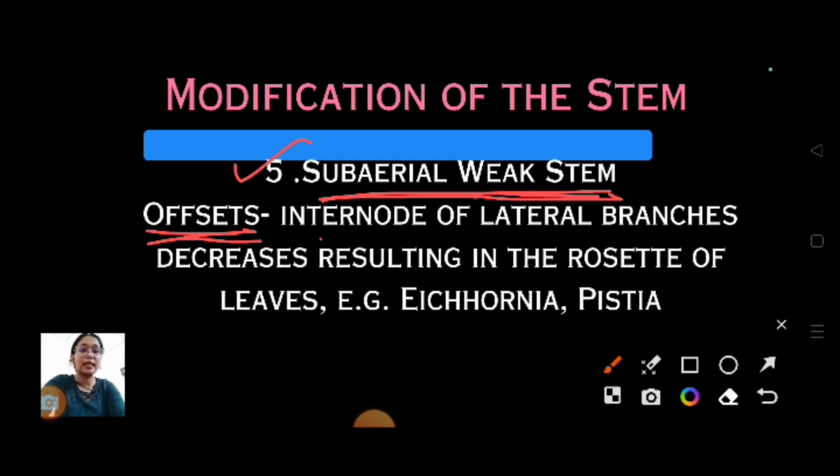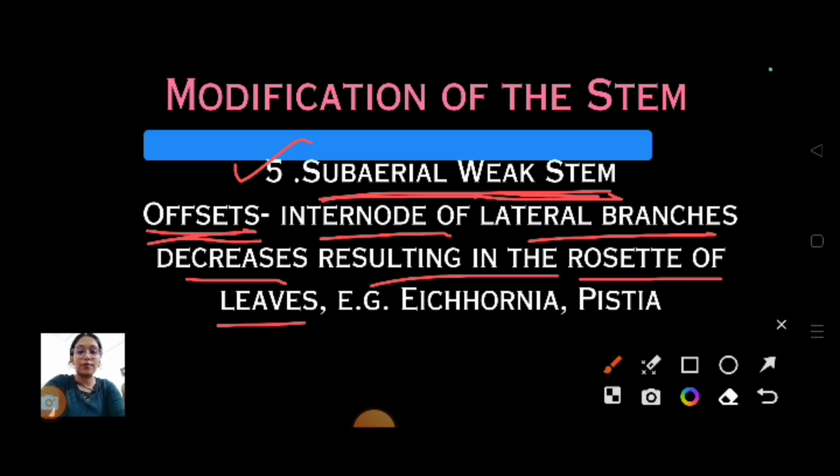Here it is saying internodes of lateral branch decrease, resulting in a rosette of leaves. So what happened? The internodes are reduced. Nodes are nearly spaced. There is no large space between the nodes. The two different nodes are nearer to each other, resulting in a rosette of leaves, a bunch of leaves, like in Eichhornia and Pistia.